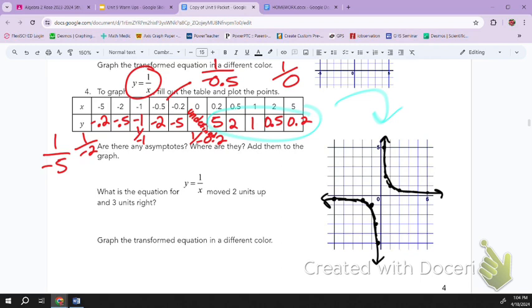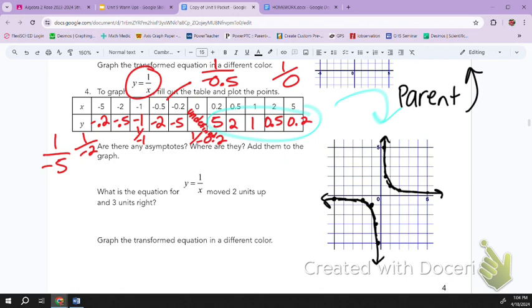And this is our rational function, the parent function. Okay, we talked about all the other parent functions, quadratics, square root, absolute. This is our new parent function. It says, are there any asymptotes? Where are they? This is where we're going to need some color.